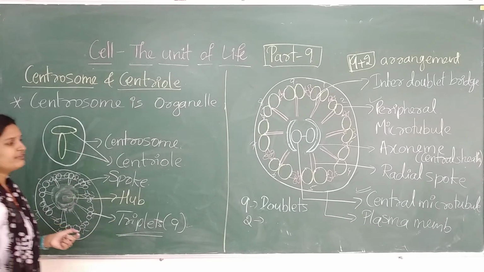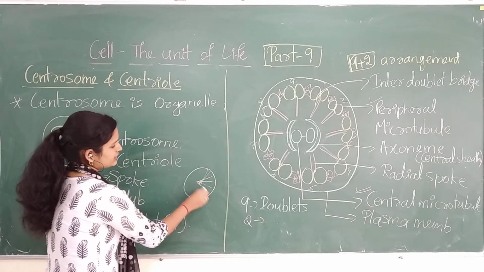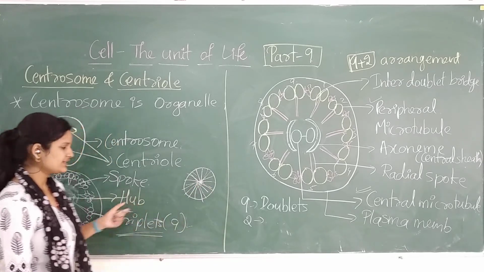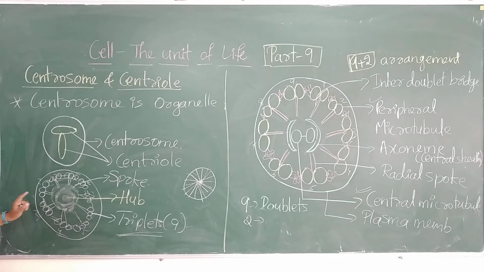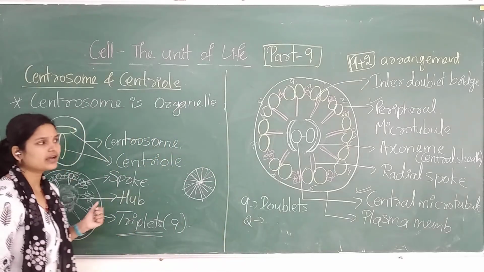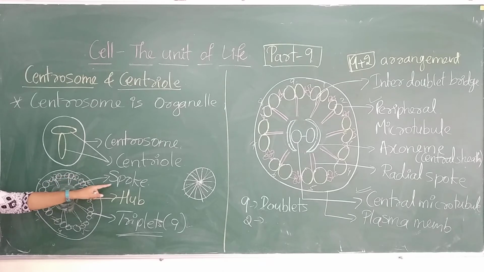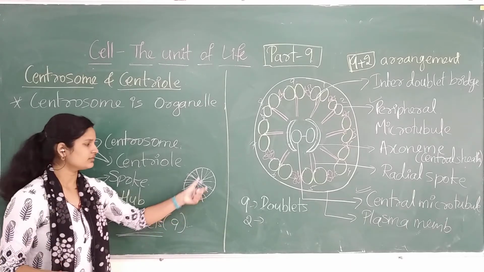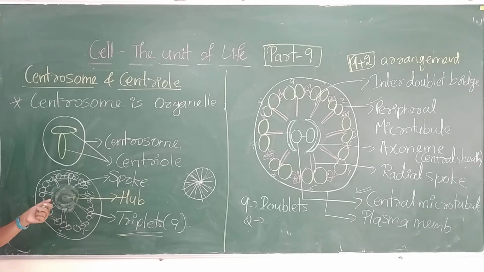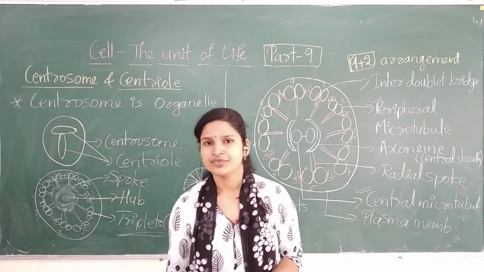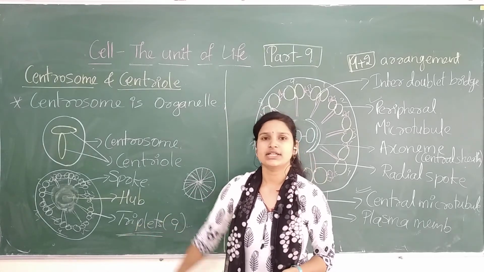Spoke is nothing but, whenever we ride a cycle, there will be this kind of metal structure, that's why we call it a spoke. The arrangement looks like a cartwheel. The structure will appear like a cartwheel, so that's why we call it a spoke. The protein present here, playing the major role in this structure, is tubulin.